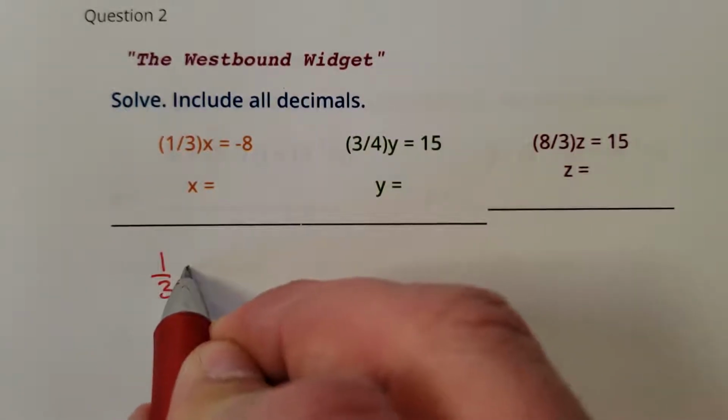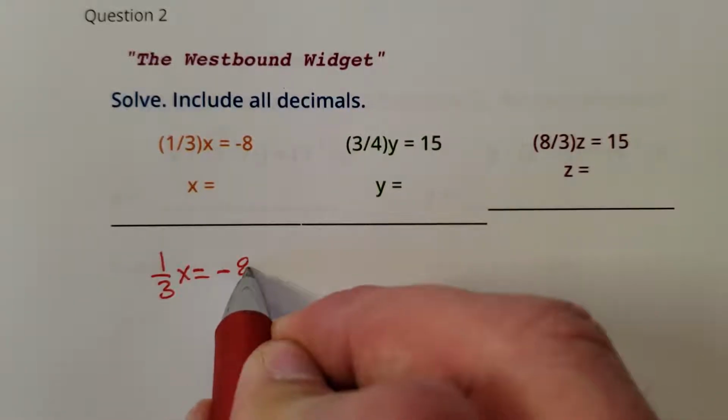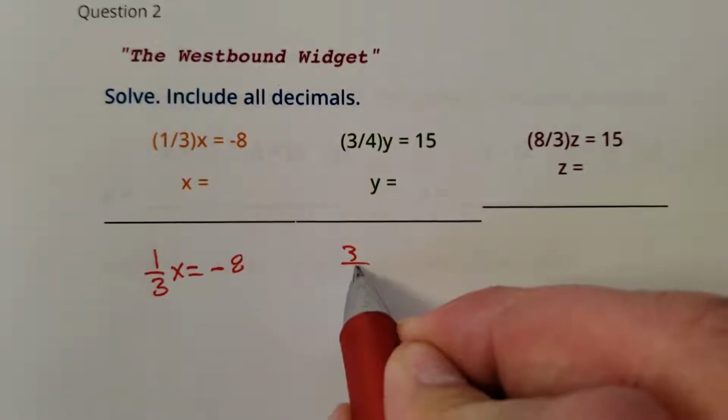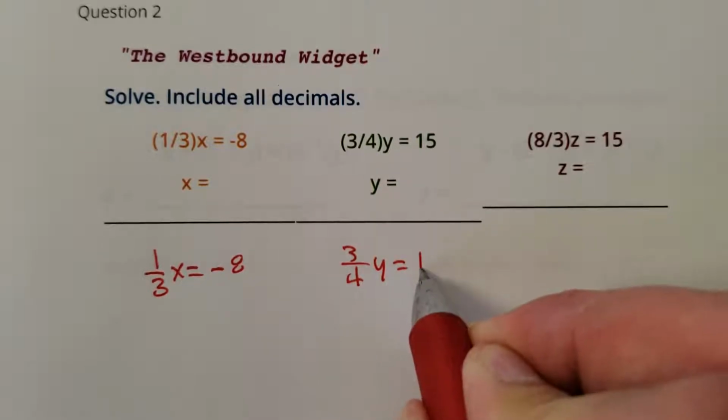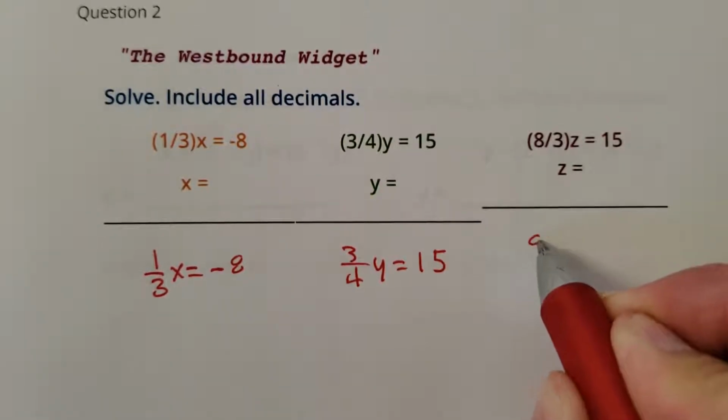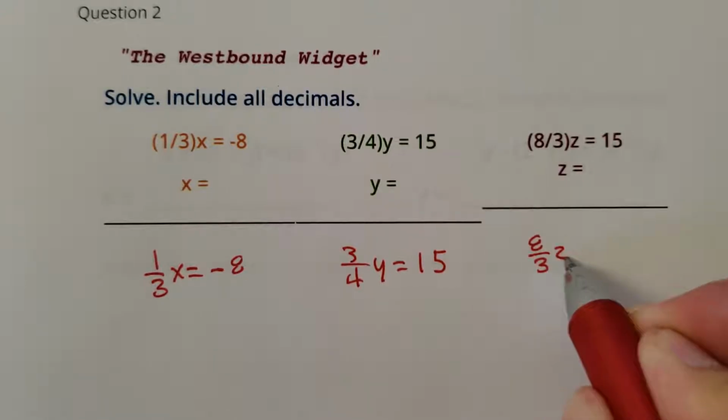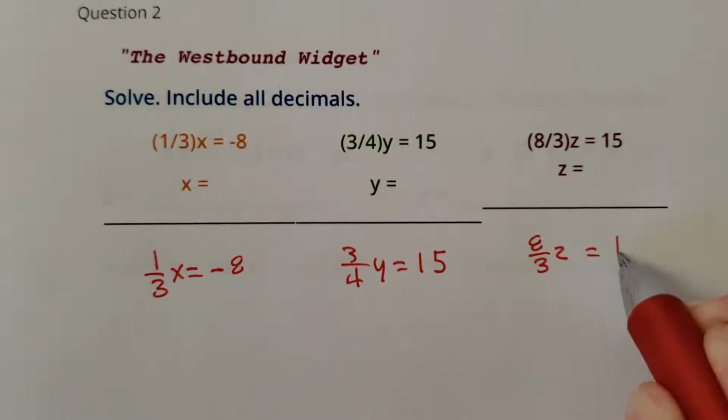This would be 1/3 x equals a -8. This would be 3/4 y equals a 15. And this would be an 8/3 z equaling 15.